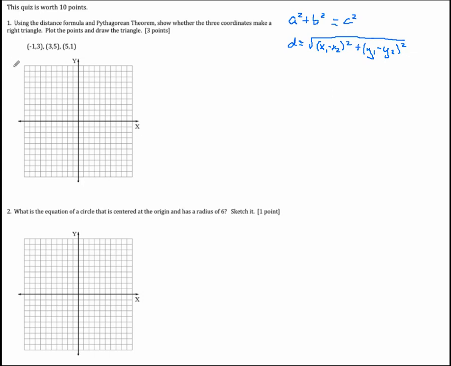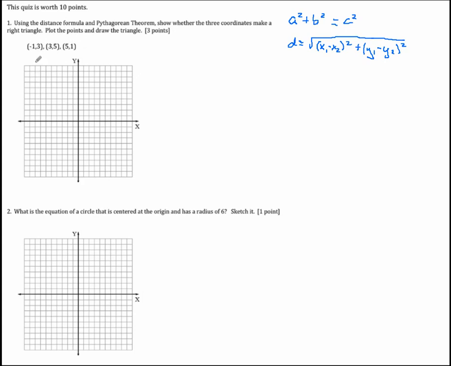Using the distance formula and Pythagorean theorem, show whether the three coordinates make a right triangle. Plot the points and draw the triangle. Okay, I put over here the Pythagorean theorem: leg squared plus leg squared equals the hypotenuse squared. And the other thing we're going to use here is the distance formula. Those are things you have to bring into this in order to prove whether or not this object will be a triangle.